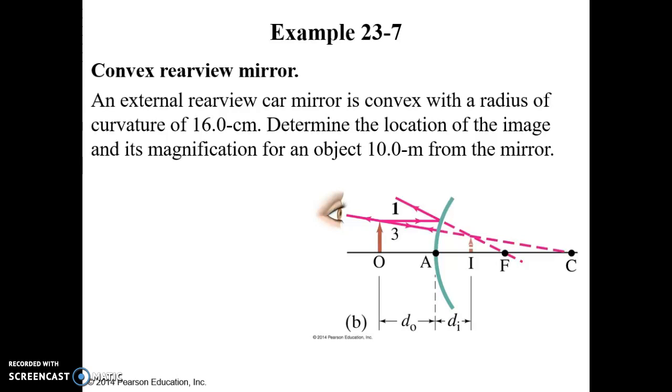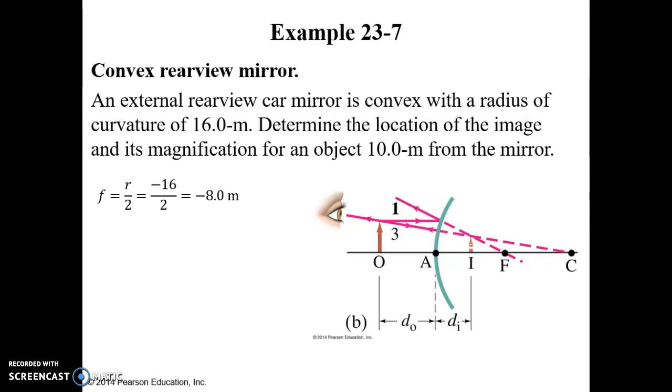In this example, we have an external rearview car mirror, which is convex with a radius of curvature of 16 centimeters. We want to determine the location of the image and its magnification of an object 10 meters from the mirror. Again, the first step is to solve for the focal length, but notice that the radius is negative because it's behind the mirror, and therefore the focal length is also negative and located behind the mirror.